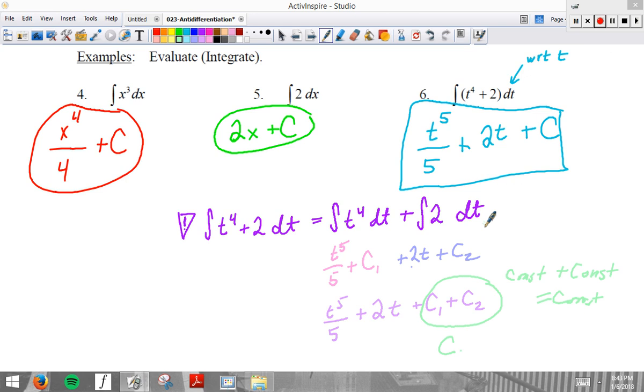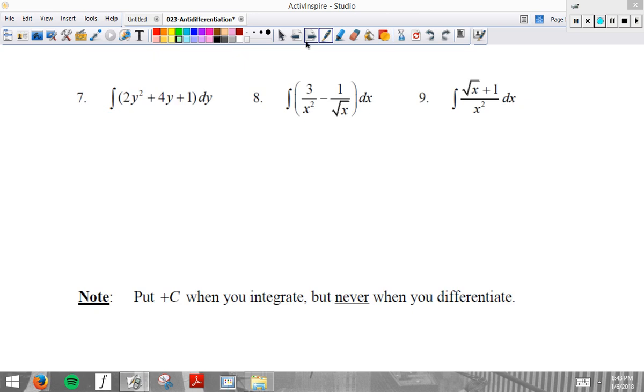Takeaway lesson, if you don't like anything I just said: whenever you're doing an indefinite integration, whenever you're doing an antiderivative, just add a plus c to the end. That's it. You don't have to worry about adding a c for each part. Just add a c when you are done doing the antiderivative. Next.